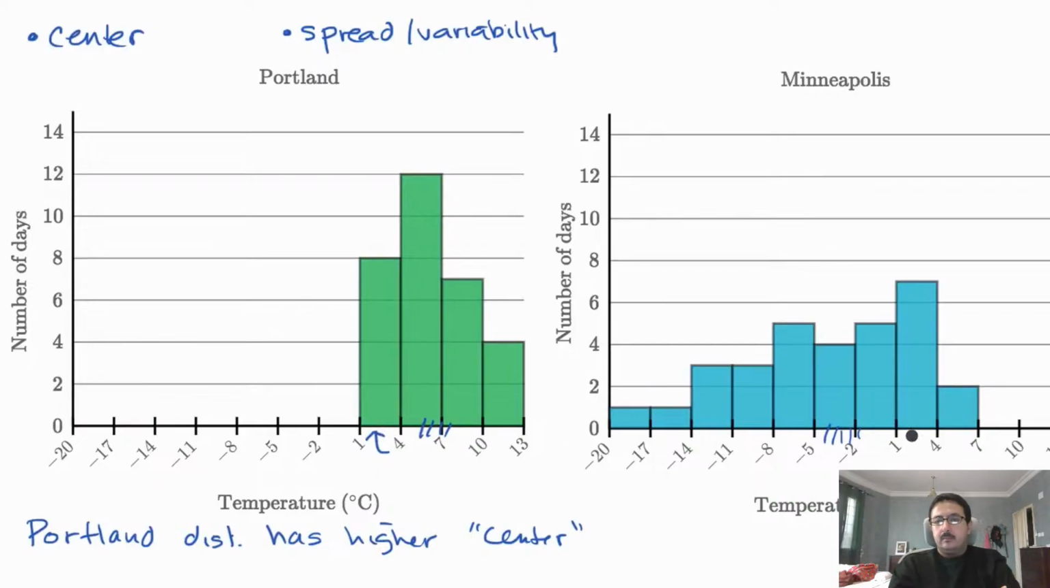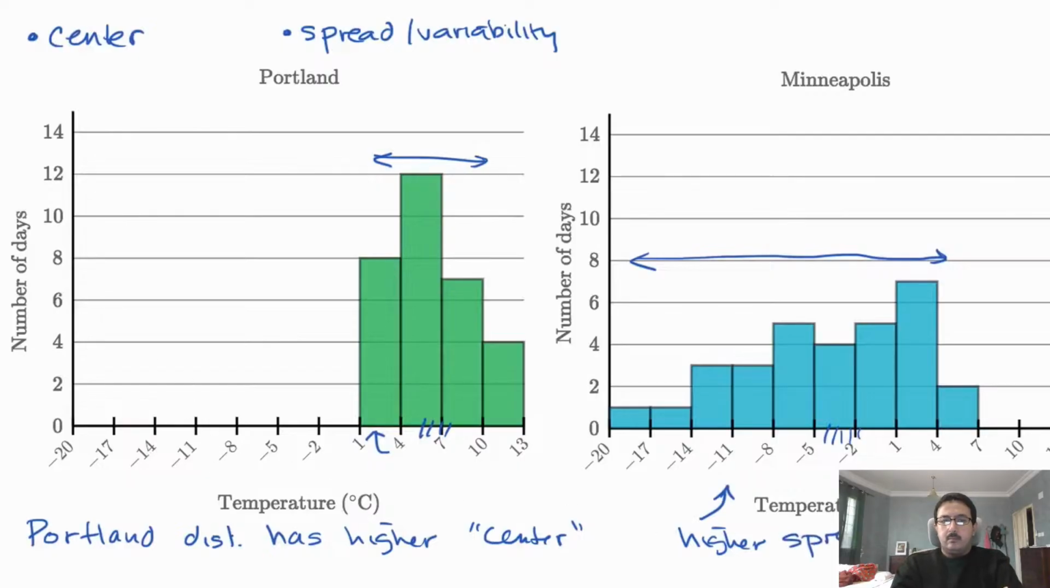But at most, you have a 12-degree range right over here. While over here, it looks like it's approaching a 27-degree range. So based on that, and even if you just eyeball it, we're using the same scales for our horizontal axes here, the temperature axes, and this is just a much wider distribution than what you see over here. And so you would say that the Minneapolis distribution has more spread or higher spread or more variability. So higher spread right over here.